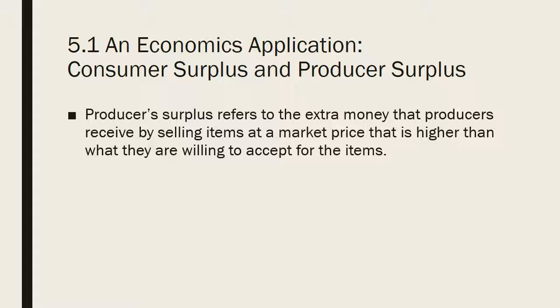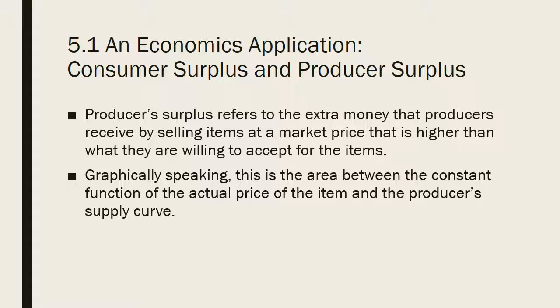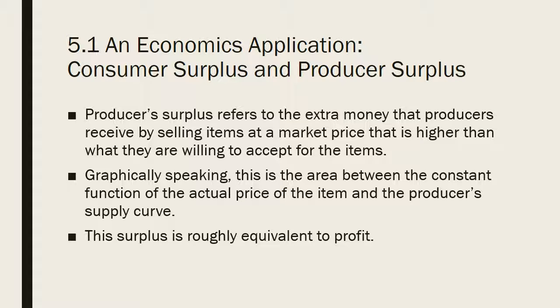Now producer surplus, we had consumer surplus, now we have producer surplus. That's the extra money that producers receive by selling items at a market price that is higher than what they're willing to accept. So producers have a minimum that they're willing to accept. When they can sell it for more than that, that's called the producer surplus. It's roughly equal to their profit. Graphically speaking, it's the area between the constant function of the actual price and the producer's supply curve.